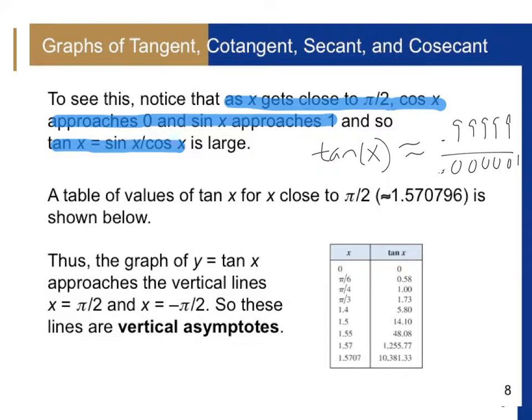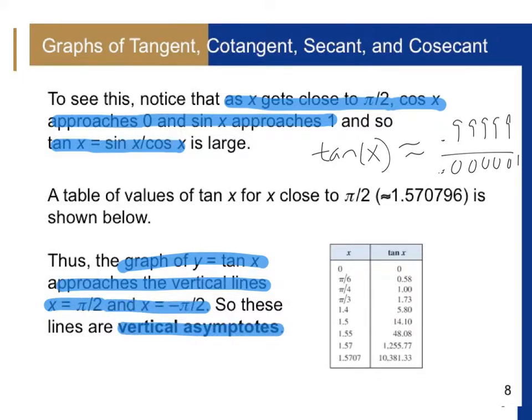And then it does a similar thing at x equals minus pi over 2, but it goes down to minus infinity. So the graph of y equals tangent of x approaches the vertical lines x equals pi over 2 and x equals minus pi over 2. We call those vertical asymptotes by definition.